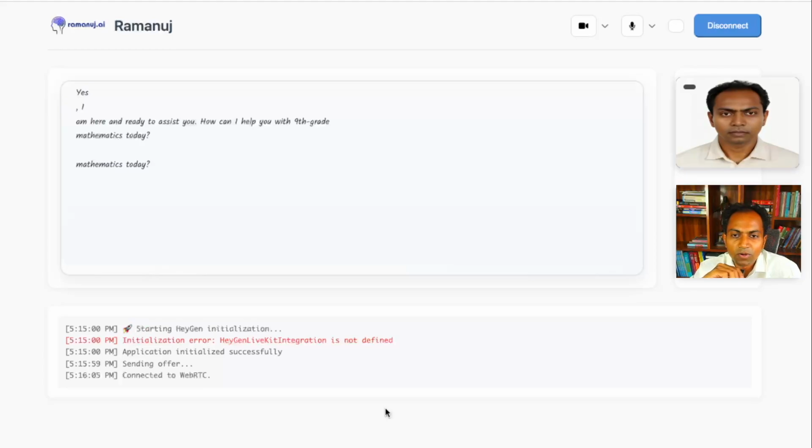Ramanuj, can you teach me about linear equations in two variables? Refer to the class 9 syllabus and take a lot of real life examples to do the teaching.